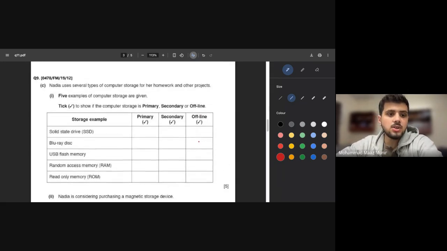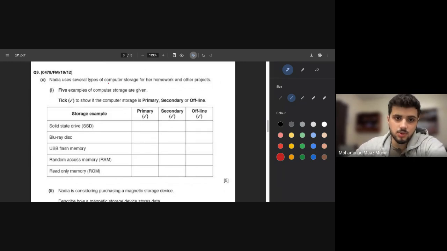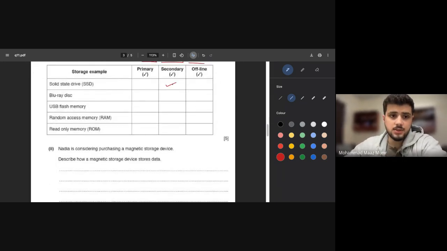So now continuing to the third question. Nadia uses several types of computer storage for her homework and other projects. Okay, 5 examples of the computer storage are given. We just need to take whether each one is primary, secondary, or offline. SSD is the secondary one. Say Blu-ray disc offline, USB offline, RAM primary, read-only memory ROM primary.